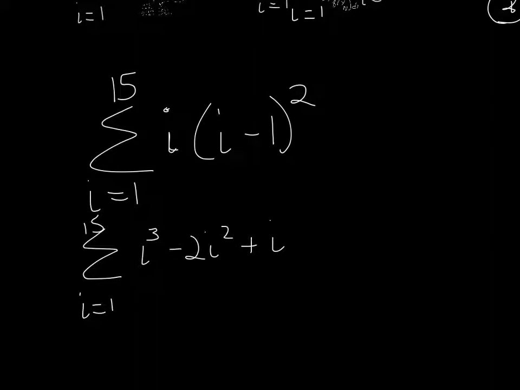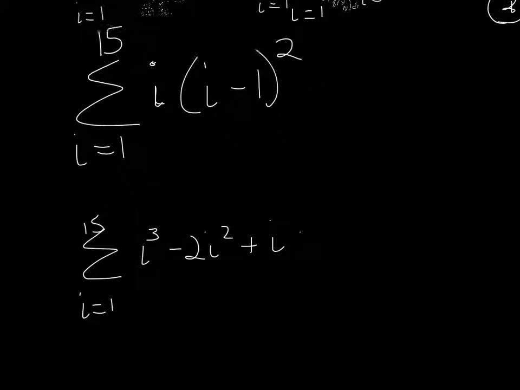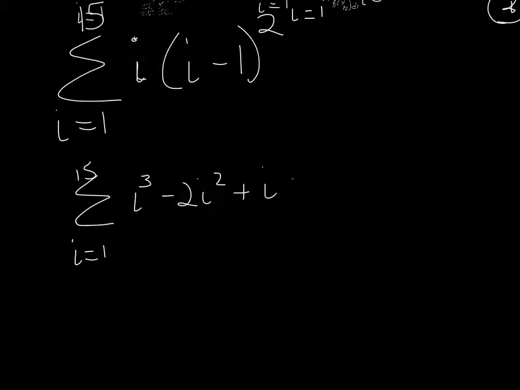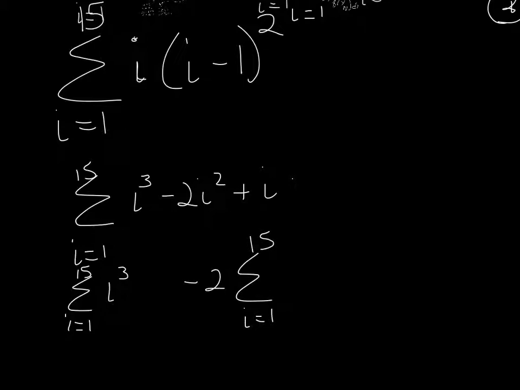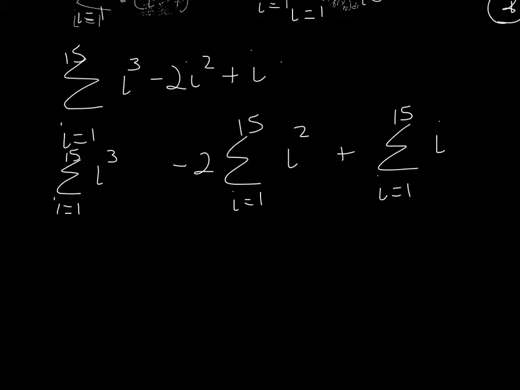Okay, so what we could do, if you want to separate it out, we can separate it, so it might be a little less confusing. We'd have the sum from 1 to 15 of i cubed, minus twice the sum from 1 to 15 of i squared, plus the sum from 1 to 15 of i. So apply those formulas and see what you get. So what did we get for our sum? 12,040. Good. That's what I got.